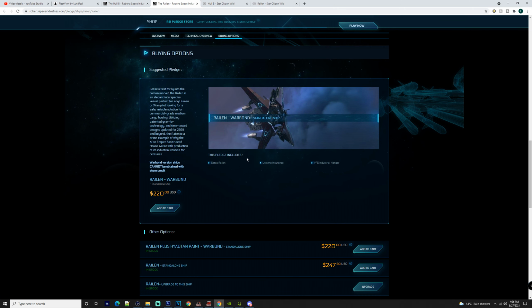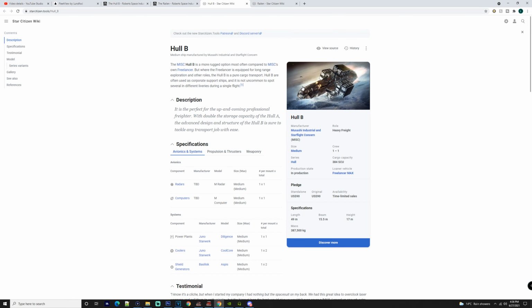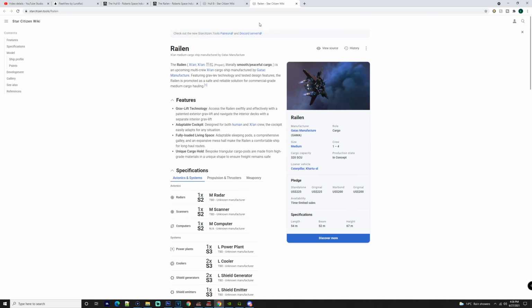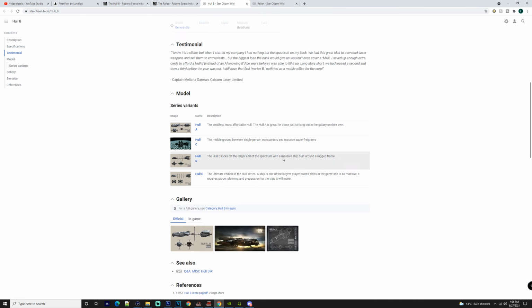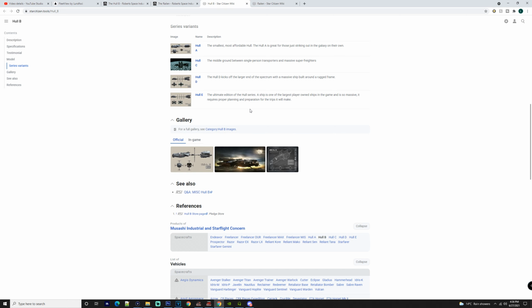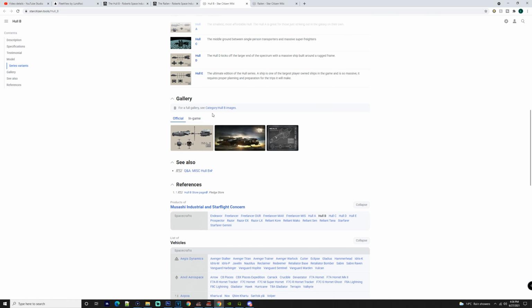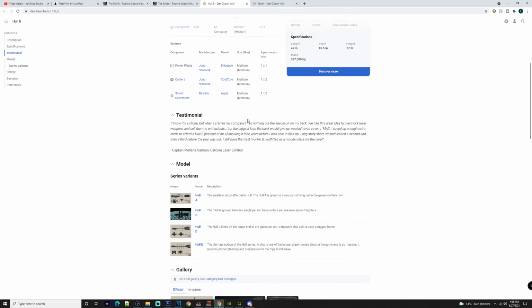So the whole concept behind this is that this whole piece here can fold down once it lands, and the Hull B, we know, cannot land planet side. Now, the difference between these two is that the Railen costs $225 US, $200 on war bond, and the Hull B costs $90. We know there's quite a difference between the two of them. They're both cargo hauling ships, but I feel like the Railen does have a bit of advantage over the Hull B.